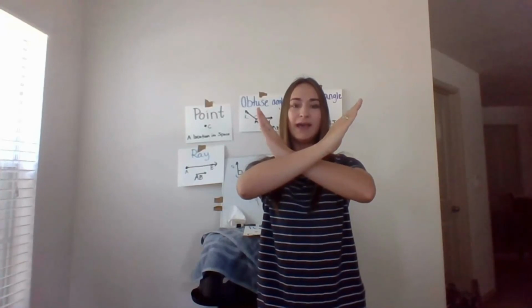We've got a point. We've got a line. We've got a line segment, and we have a ray. We've got right angles. We've got obtuse angles. We have acute angles. We have parallel lines, we have intersecting lines, and we have perpendicular lines. So you can replay that and then practice.